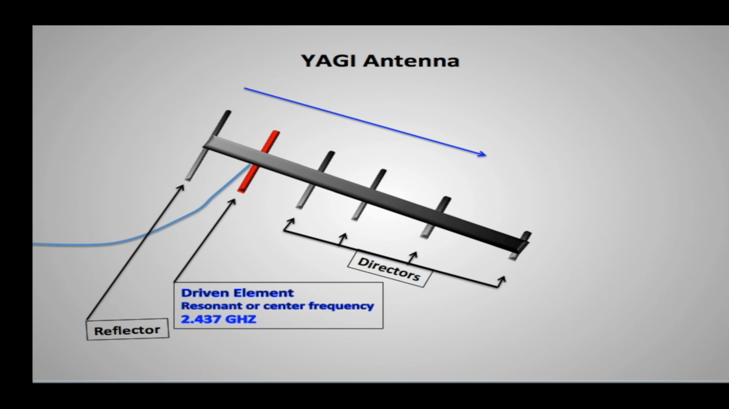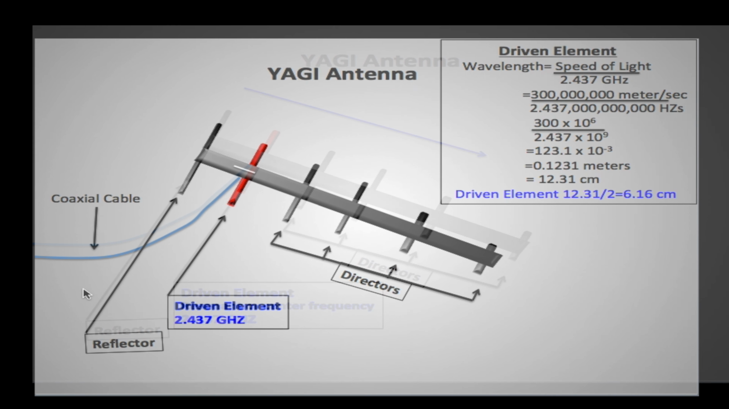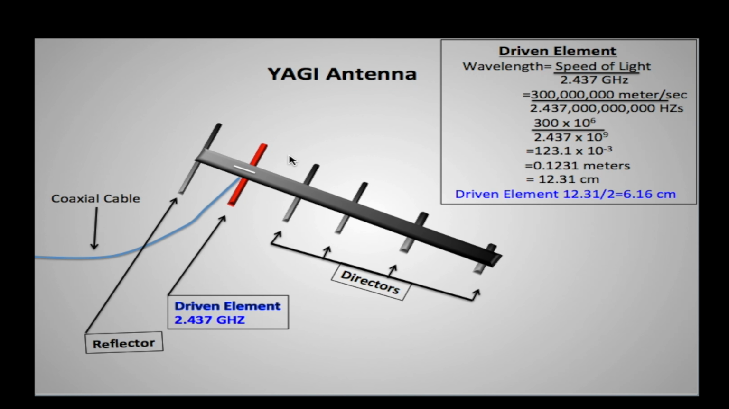When designing a Yagi, the first step is to determine the length of the driven element so that it resonates at the targeted frequency of 2.437 GHz. The lengths of the other elements are totally dependent on the chosen length of the driven element. Now we're going to calculate the length of this driven element at 2.437 GHz, using this equation here.